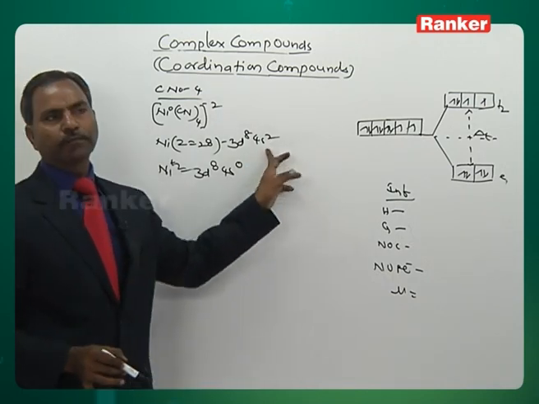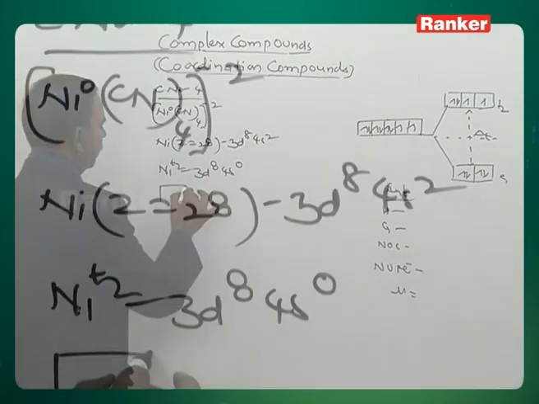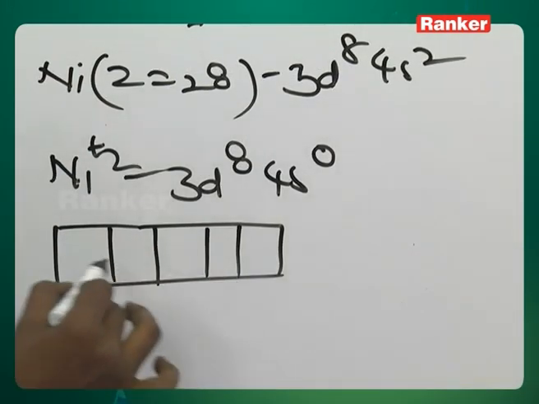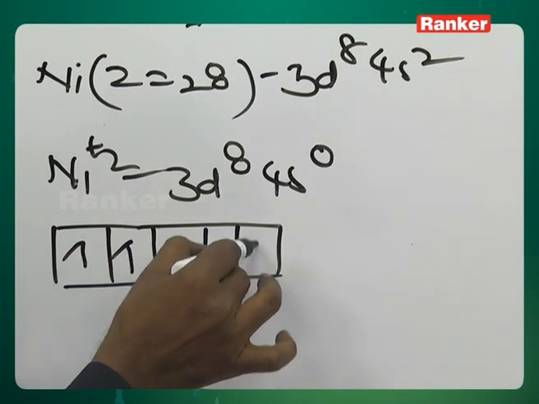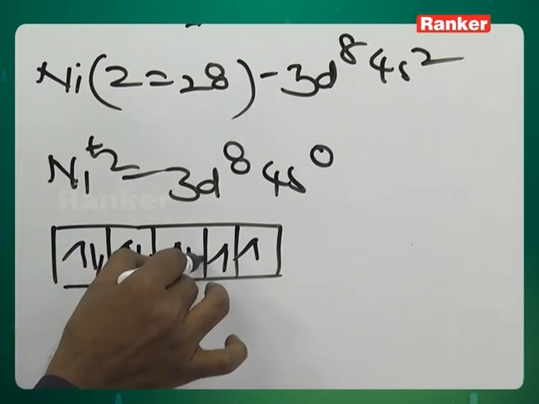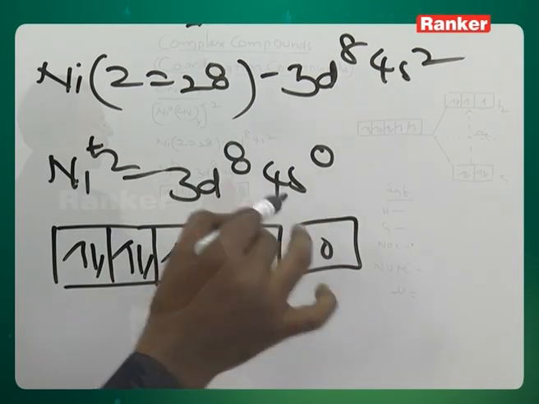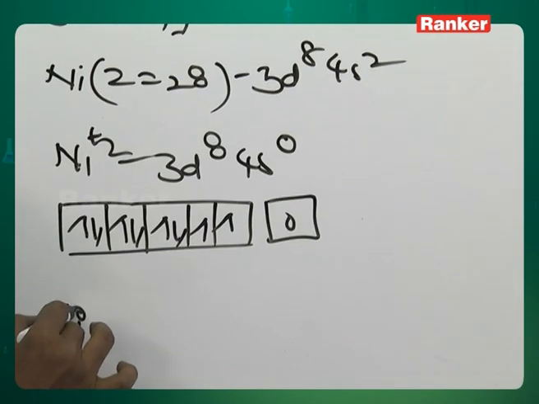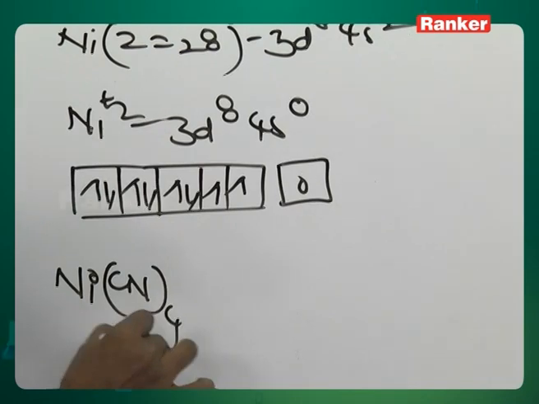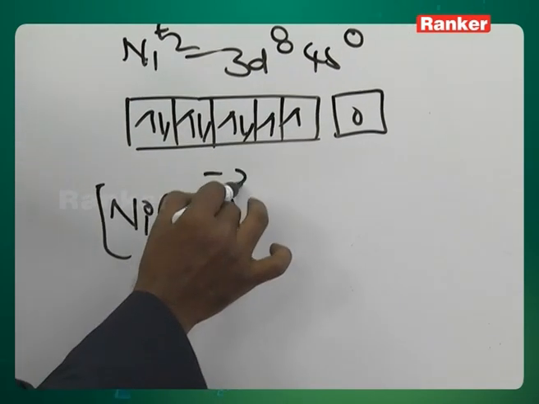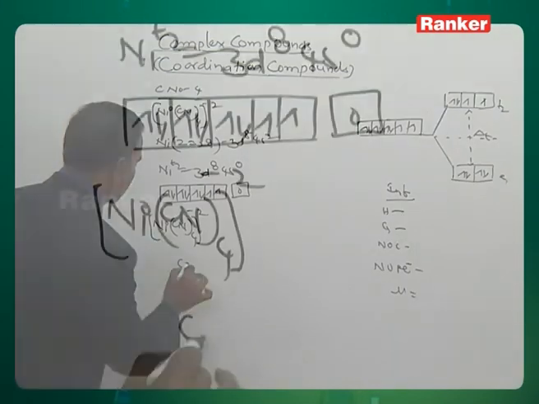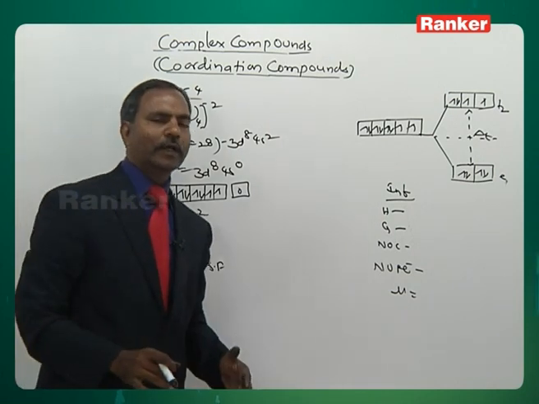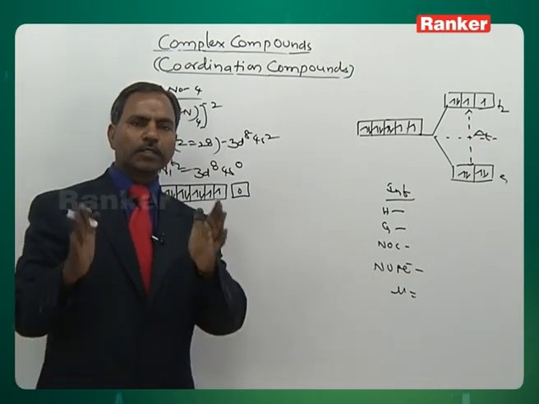2 electrons from s are lost, d8 is remaining. The free metal ion, the arrangement of electrons: 1, 2, 3, 4, 5, 6, 7, 8. This is the arrangement in the free metal ion. Let me take the complex nickel CN taken 4 times, 2-. See here, CN is what? Strong field ligand, well known to you. According to the spectrochemical series, this cyanide ligand is classified as a strong field ligand.